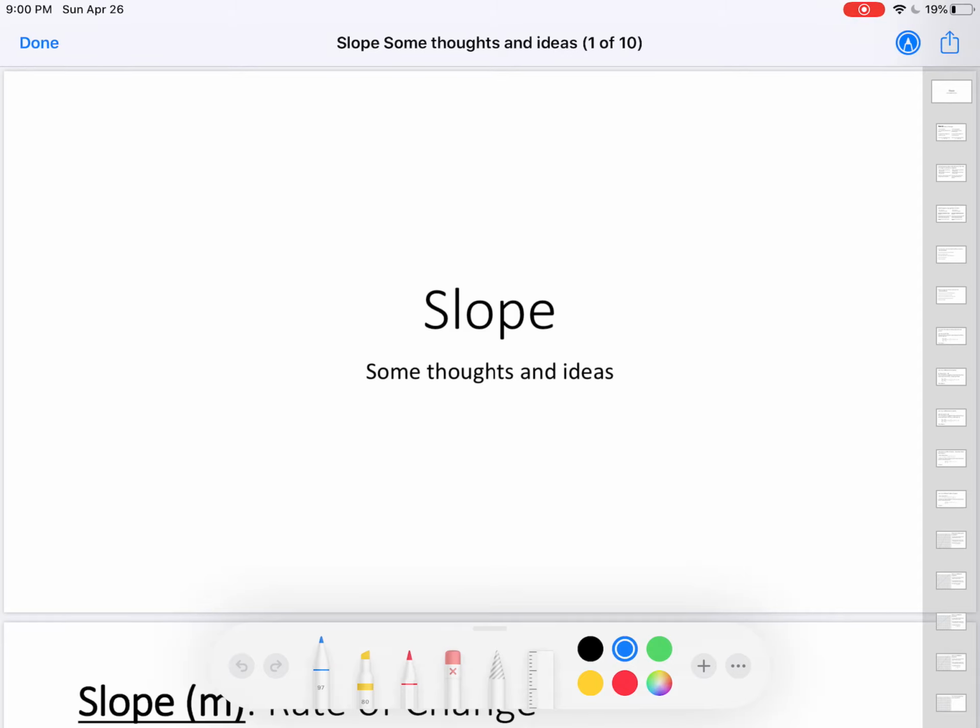Today, I wanted to share with you some thoughts that I have about the idea of slope. What does slope actually mean? How does it actually work? So we're going to be talking about that today.